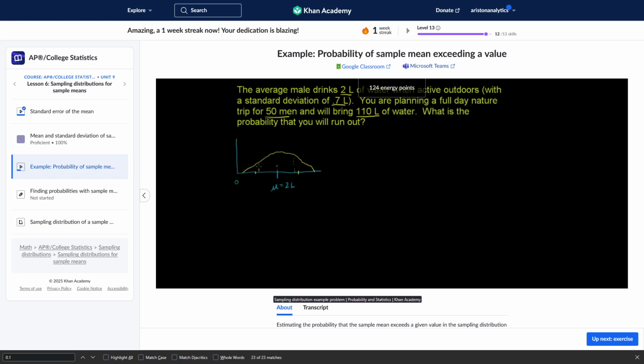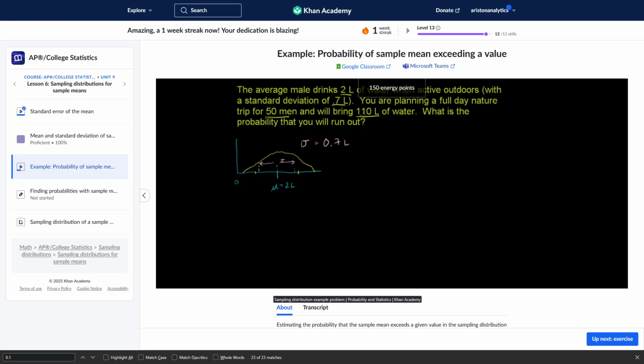If you go above it, it'll be about that far, and if you go below it, the same. So let me draw this. That right there is the standard deviation to the right. That's the standard deviation to the left. And we know that the standard deviation is equal to 0.7 liters. So that's the actual distribution of how much water the average man needs when active. Now, what's interesting about this problem: we are planning a full day nature trip for 50 men and will bring 110 liters of water. What is the probability that you will run out?